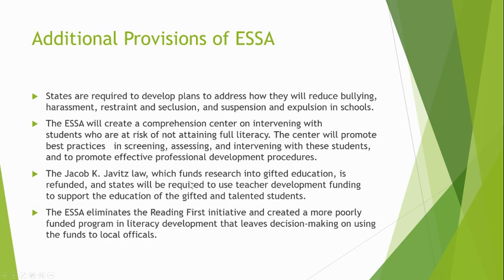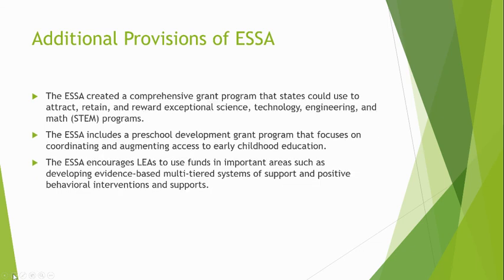And the Jacob Javits Law, which funds research for gifted education, is refunded, and states will be required to use teacher development funding to support education of the gifted and talented. It also eliminates Reading First and creates a more poorly funded program in literacy development that leaves decision making on using the funds to local officials. Okay, so these are the additional things.